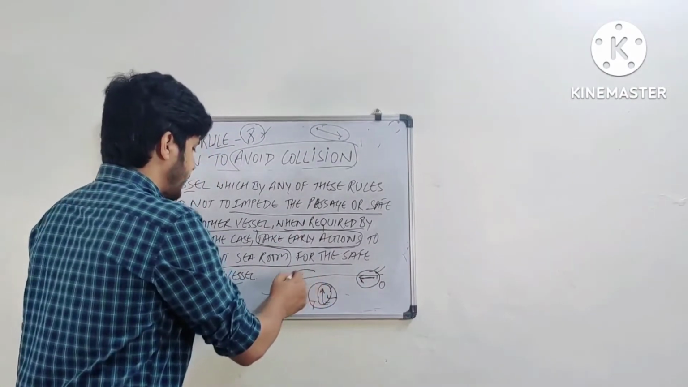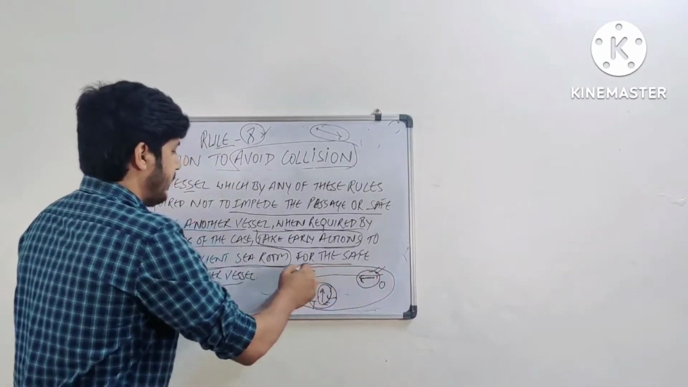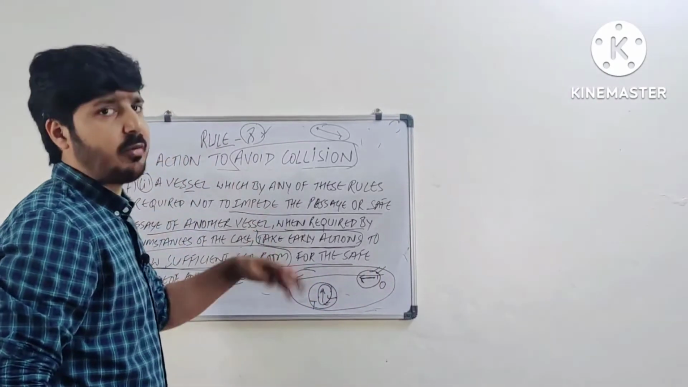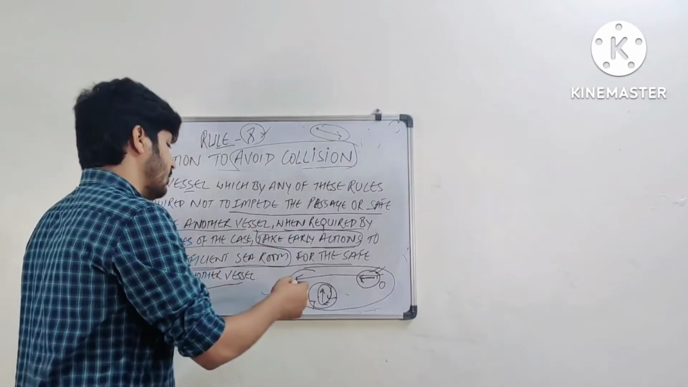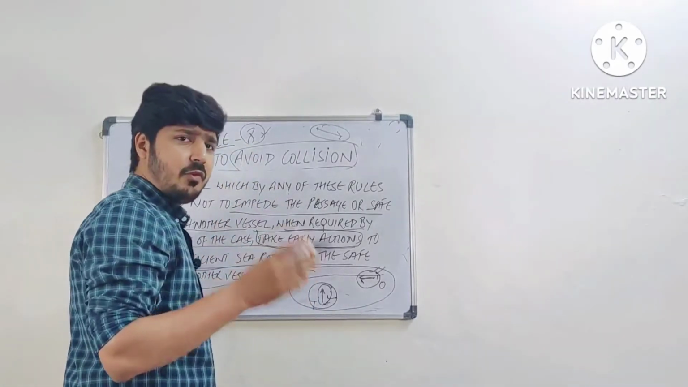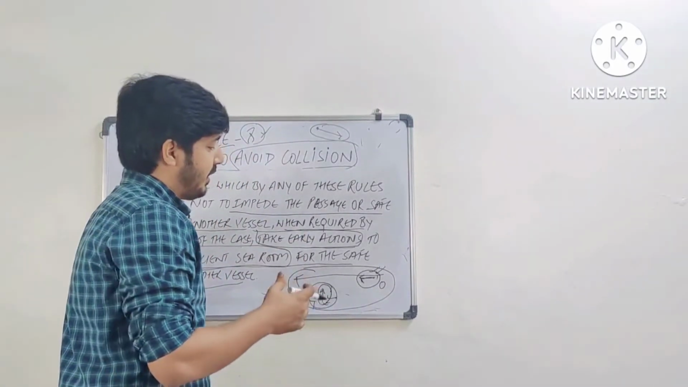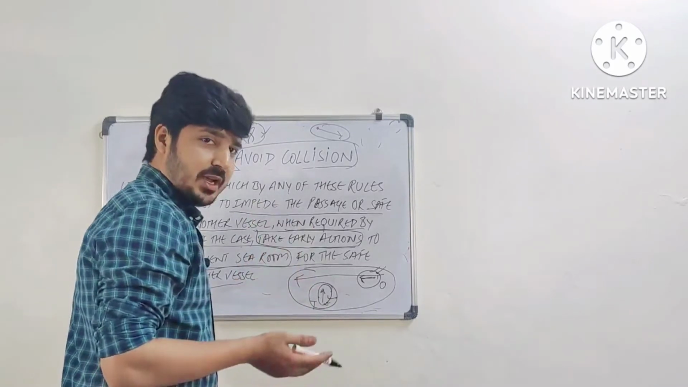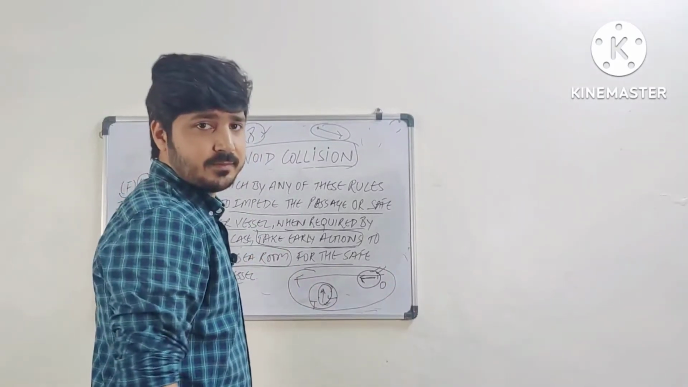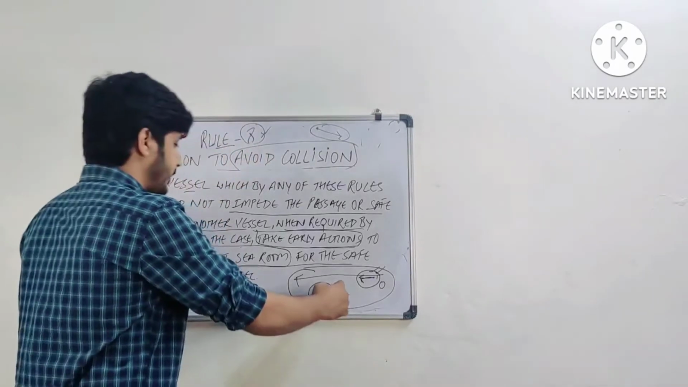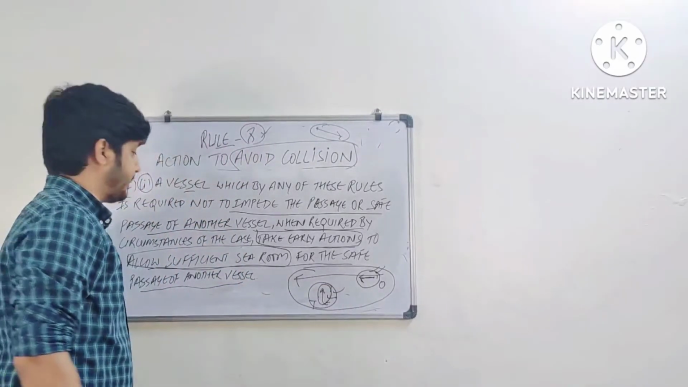Okay, very simple. They can reduce the speed early, or maybe they can alter the course early on, before the risk of collision is happening. They can take the action and avoid any close quarter situation. Okay, they can do that. They have to take the early action.